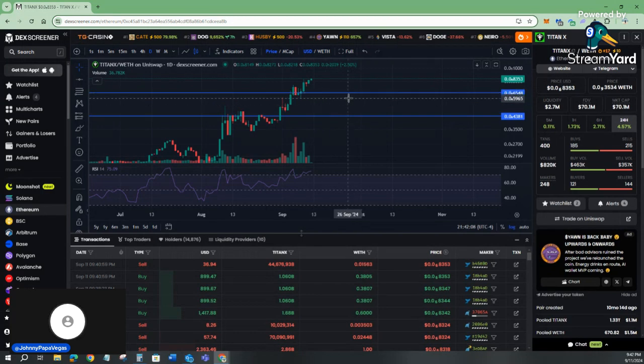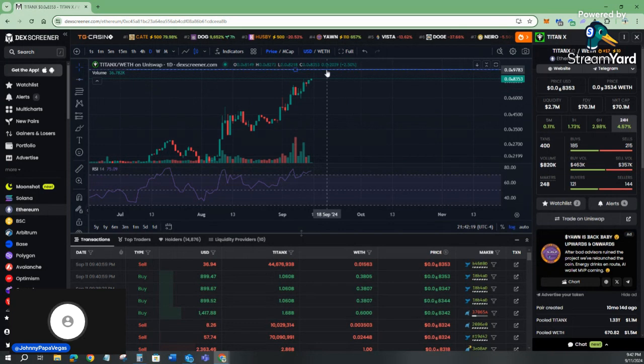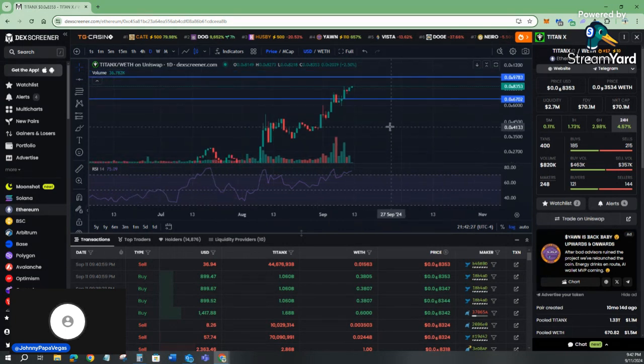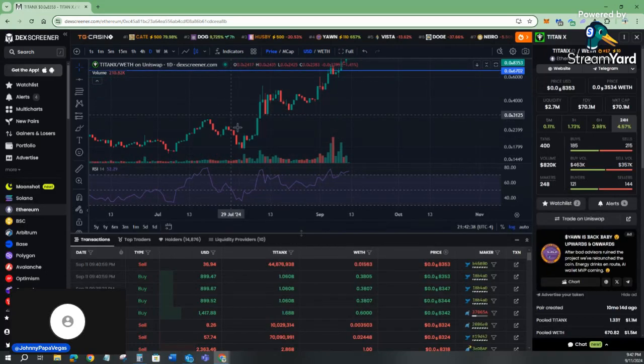What a lot of people will do is set their range right here. It moves out of their range. They immediately nuke this, and they'll set a new range up here and here. Now, we don't have Bollinger Bands on, but we can see RSI. Look at this. RSI is hot right here. This is hot. Look what happens every time RSI gets hot, guys.